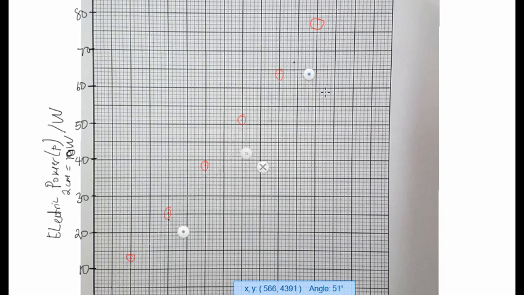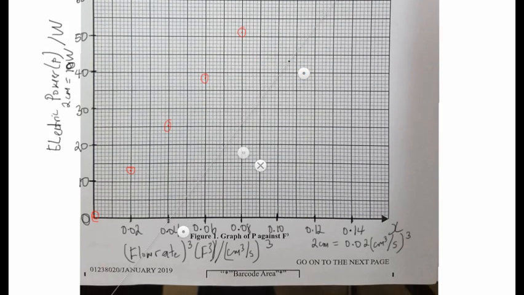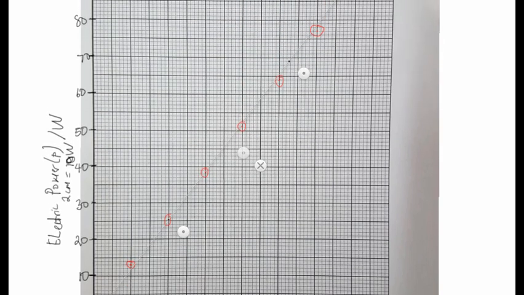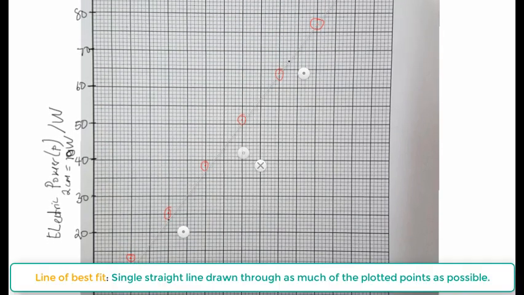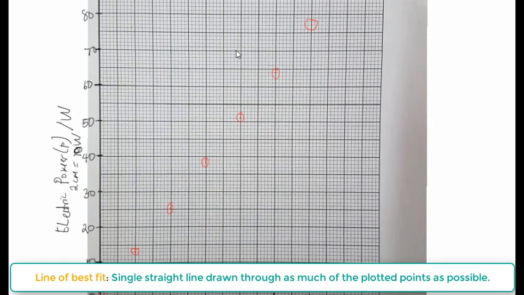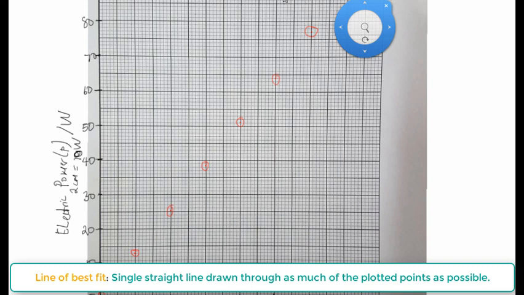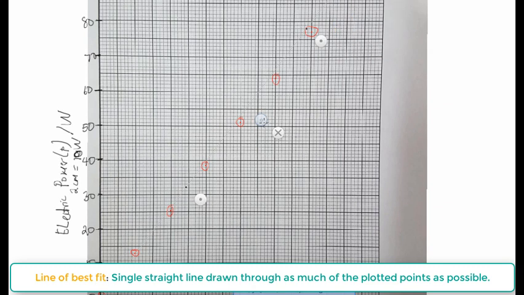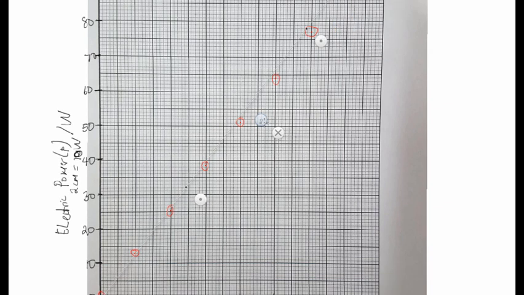Get my ruler in place so I can draw the line of best fit. And again, the line of best fit is a line that passes through as many points as possible. So let me just zoom out a little bit. Alright, back to my ruler. So I'm going to draw this line. Well, let me get the ruler properly situated.